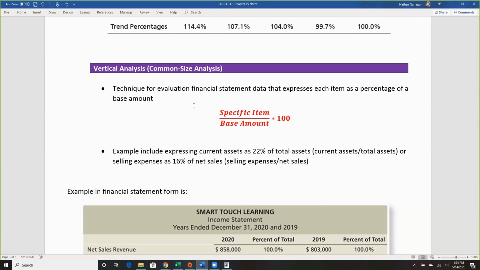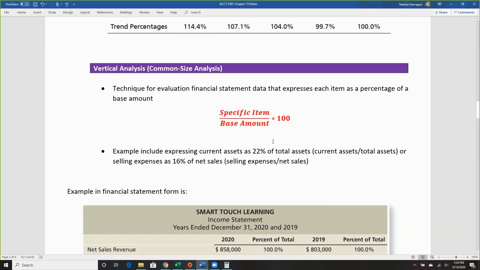So to figure out these percentages, we're going to take a specific item, whatever we are going to use, and we're going to divide by the base amount. And the base amount is always going to be 100%. Okay? It will always be that way. And of course, times it by 100 to get the percentage.